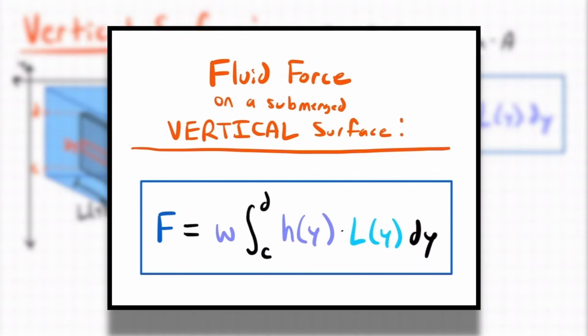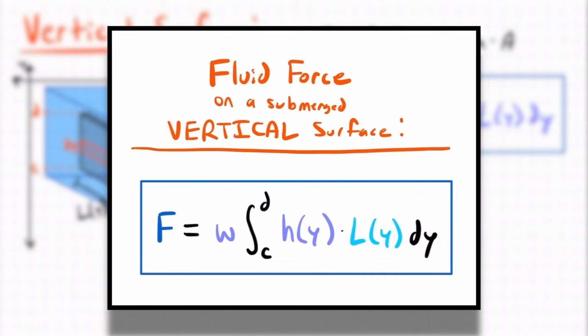All right, and so to summarize, the fluid force on a submerged vertical surface, this is different from a horizontal surface, is equal to the weight density of the fluid times the integral from c to d, which are two values of y that represent the range of depth values for your surface, of the height in terms of y for a representative rectangle times the length in terms of y for that rectangle times dy.